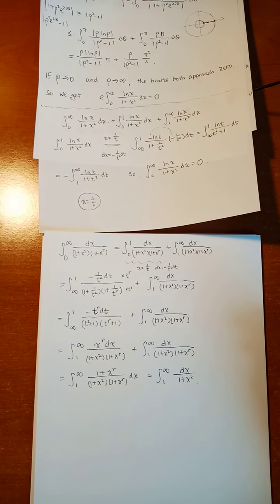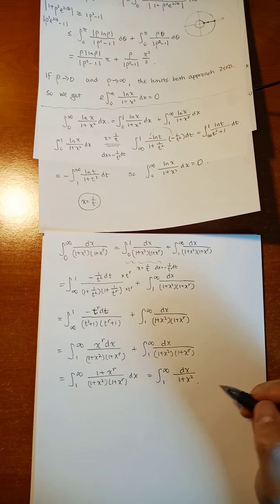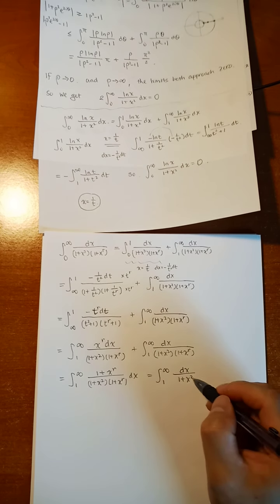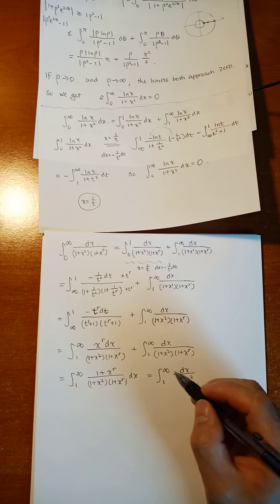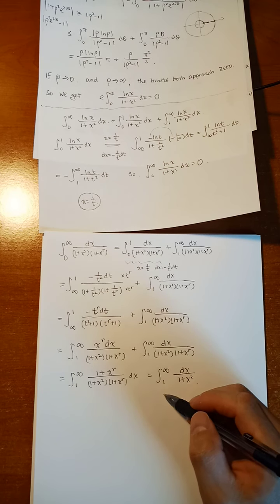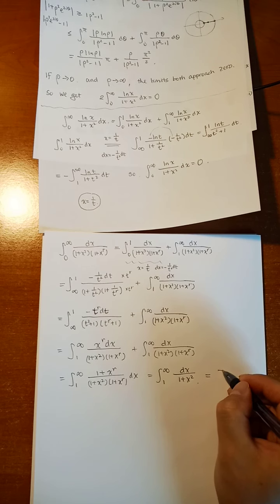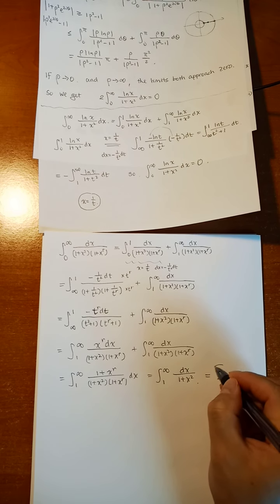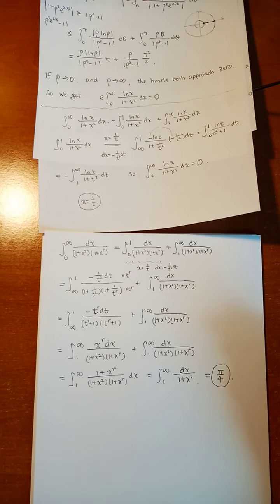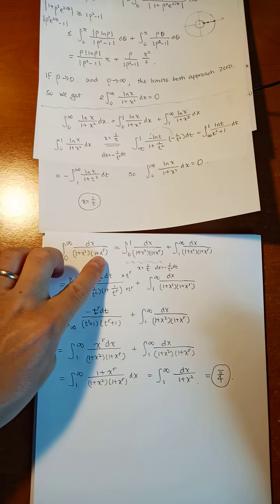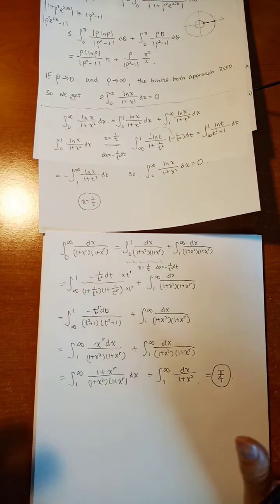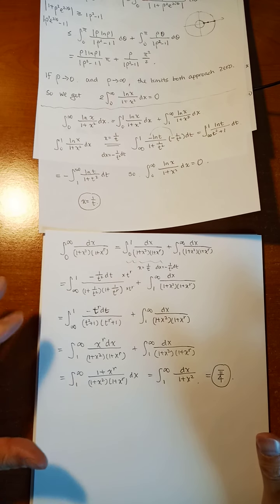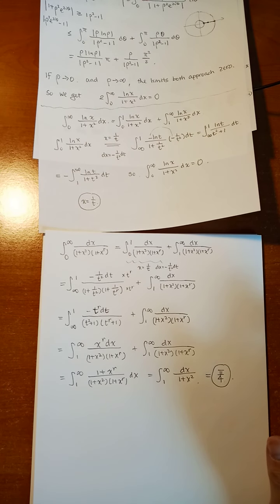You see it. What's this? This is pi over 4. Remember, 1 over 1 plus x squared has antiderivative arctangent. At infinity, it's pi over 2. At 1, it's pi over 4. So the subtraction is pi over 4. So this function, it actually does not depend on r. You see here, r disappears. There's no r. So this is a very interesting integration.